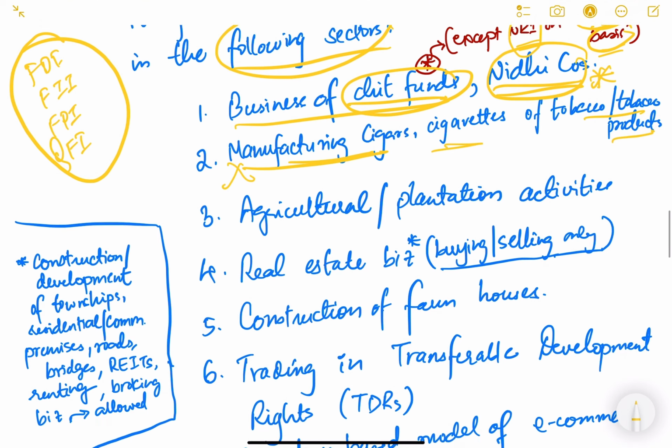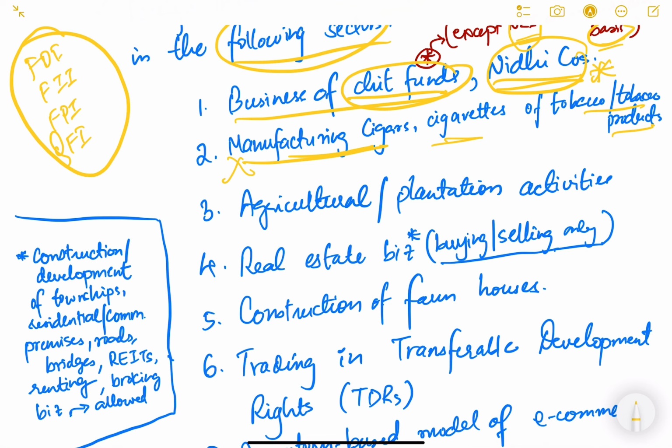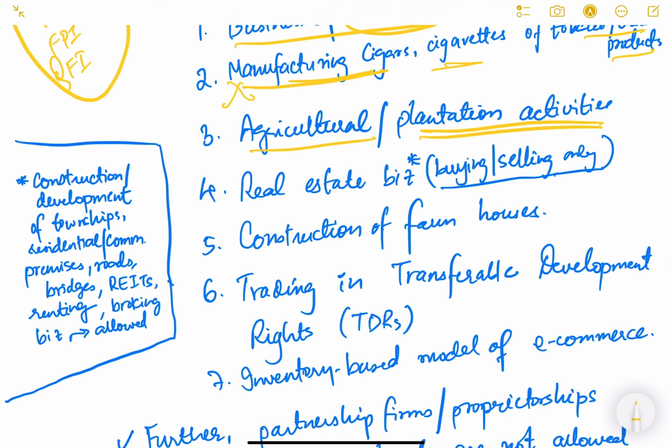No investment is allowed. Then no foreign investment is allowed in agricultural and plantation activities. Then no foreign investment is allowed in real estate business. Now what is the meaning of real estate business? It only means buying and selling of real estate.